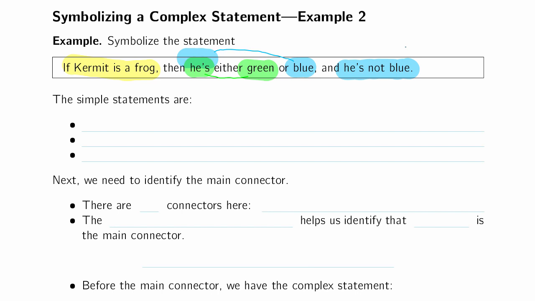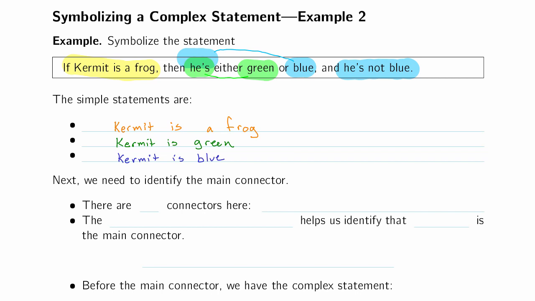So the three simple statements we have here are kind of straightforward: Kermit is a frog. And then we have a very short statement: he's green. Let's make it clear in our simple statement that it's Kermit that is green. And he's blue. That's Kermit is blue. Notice this is part of the reason that we want our simple statements to be positive. In this sentence we have he's blue. We also have he's not blue. But those are instances of the same simple statement.